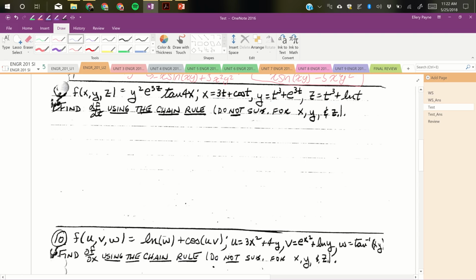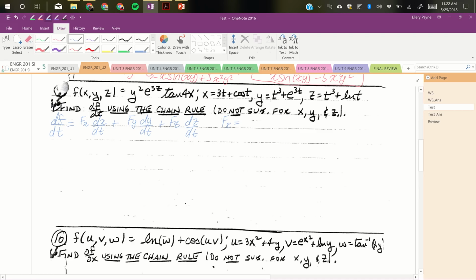So first off, the chain rule for this df/dt equals fx times dx/dt plus fy dy/dt plus fz dz/dt. So all we have to do is solve for each of these individually and then plug it all in. So I'm going to see how I can organize this so it's not a cluster. I'll just start right here with fx.